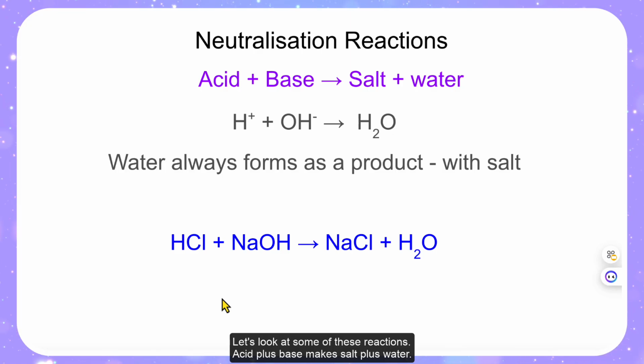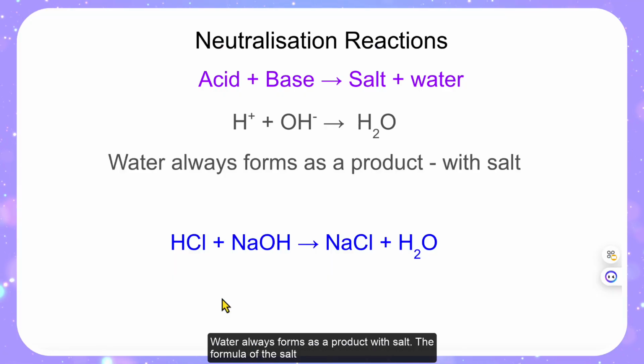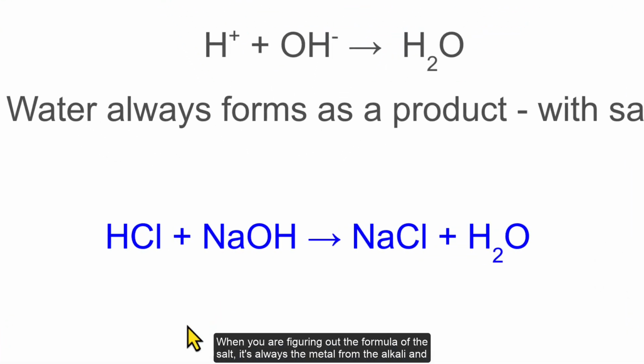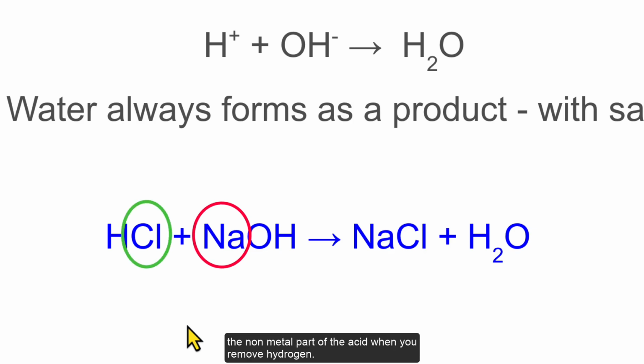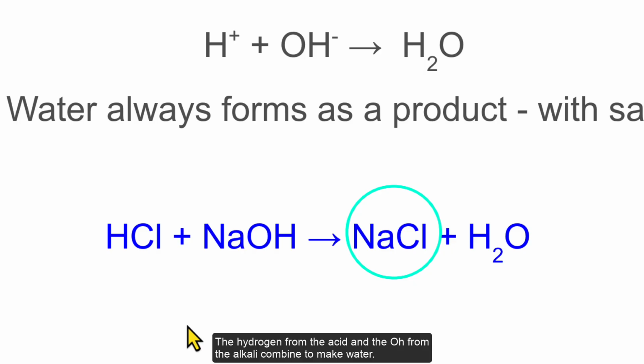Acid plus base makes salt plus water. This means that H+ from the acid reacts with OH- from the base to form H2O. Water always forms as a product with salt. The formula of the salt comes from the combination of the acid and the alkali or base. So for example, HCl and NaOH. When you are figuring out the formula of the salt, it's always the metal from the alkali and the nonmetal part of the acid when you remove hydrogen. So if you remove hydrogen from HCl, you get Cl. Formula of the salt is therefore NaCl. The hydrogen from the acid and the OH from the alkali combine to make water.